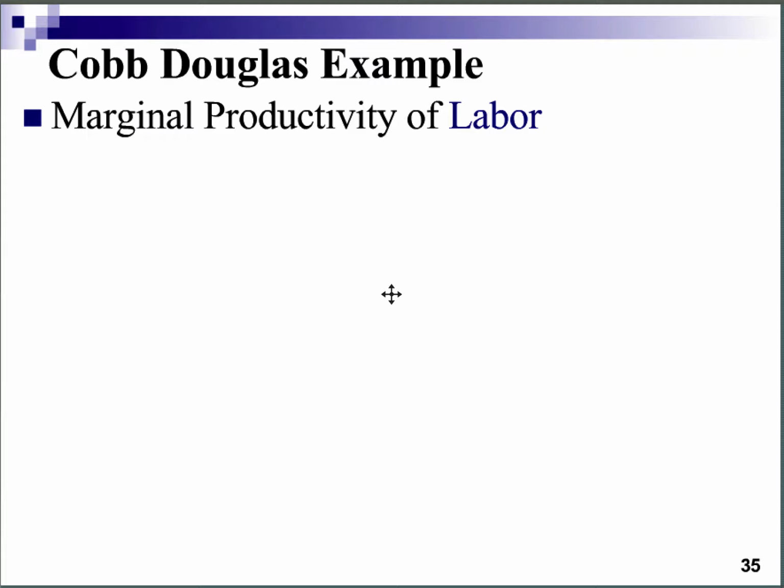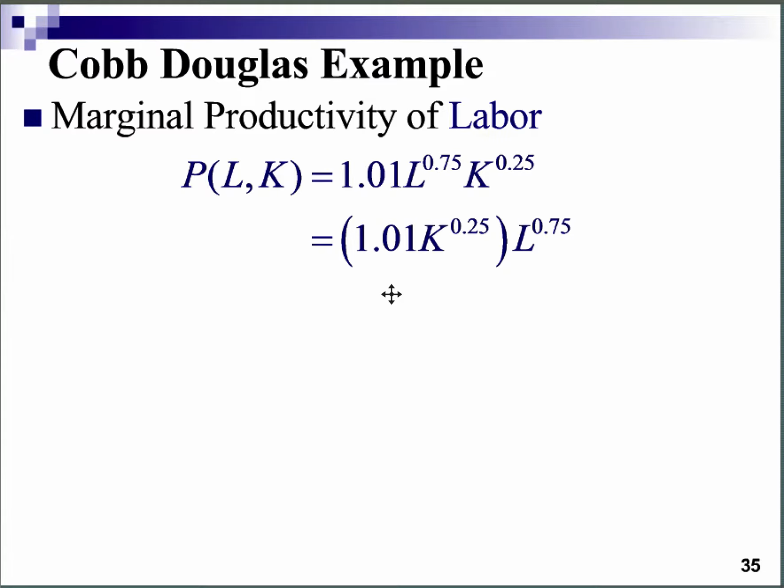So let's start by taking the marginal productivity of labor. We'll start by rewriting the production function with all of the constant multipliers separated from the variable piece. In this case, we're taking the marginal productivity of labor, or the partial derivative with respect to L. So L is the variable, and therefore K to the 0.25 and 1.01 are the constant multipliers. So once we have it rewritten, we can then take the partial derivative.